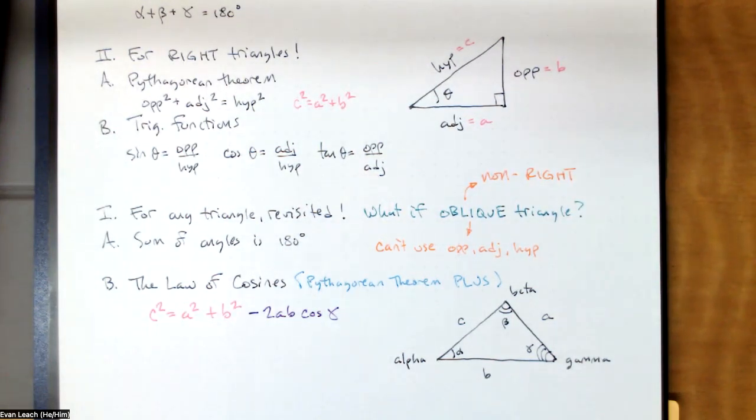So I can't just have c squared equals a squared plus b squared. That's the Pythagorean theorem. That's for right angles. That's if this gamma angle is 90 degrees. If it's not 90 degrees, I have to have minus 2ab cosine gamma.